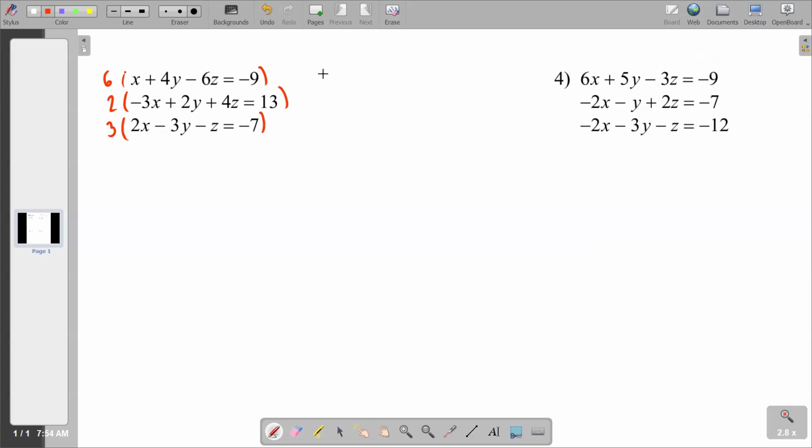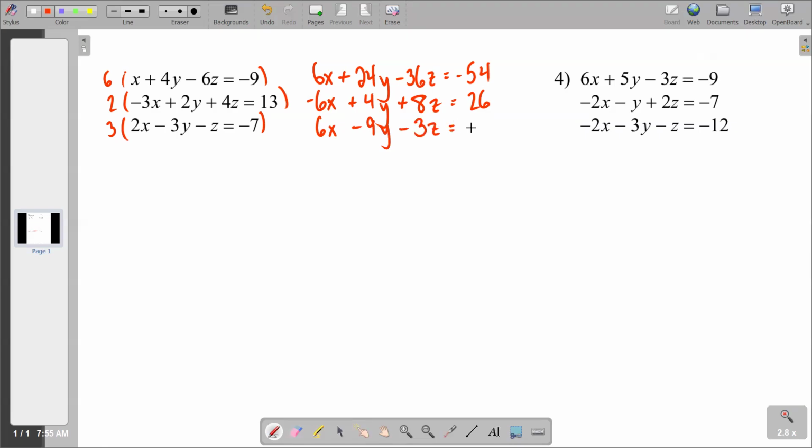Good, good, good. So we're going to wind up with a top of 6x plus 24y minus 36z equals negative 54. And the middle is going to be negative 6 of those, positive 4 of those, positive 8 of those, and 26 of those. And then the bottom is going to be 6 of those, negative 9 of those, negative 3 of those, and negative 21 of those. Oof. All right, we did it.